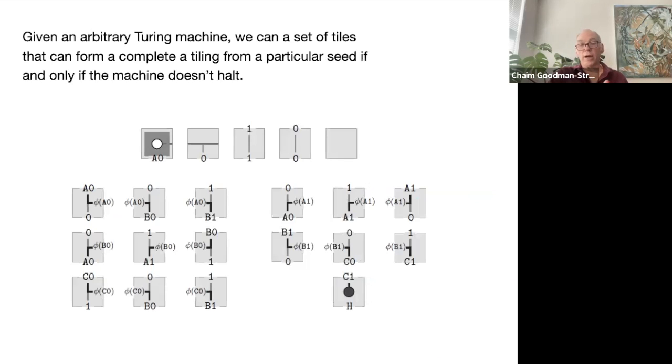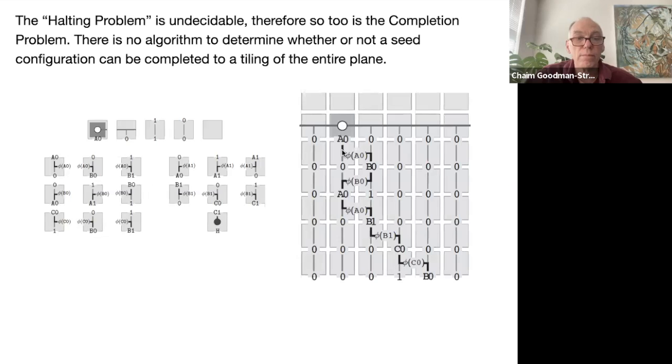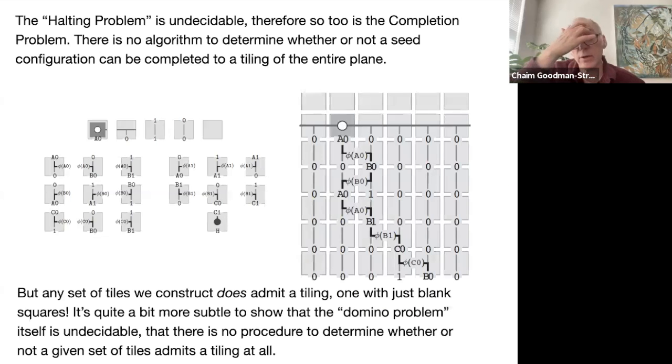And so here are the tiles, and this set of tiles will be able to tile the plane if and only if we never reach this special tile, which has nothing that matches with it. Well, actually, I lied a little bit. This set of tiles certainly can tile the plane. It can tile the plane with just the blank tile. So that's no good.